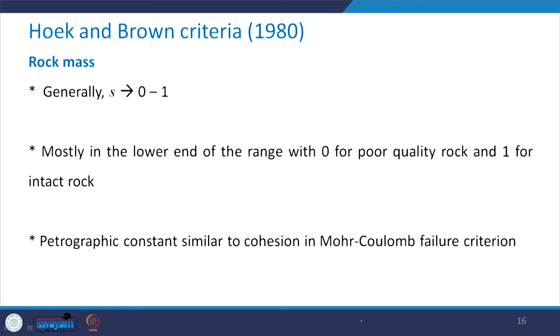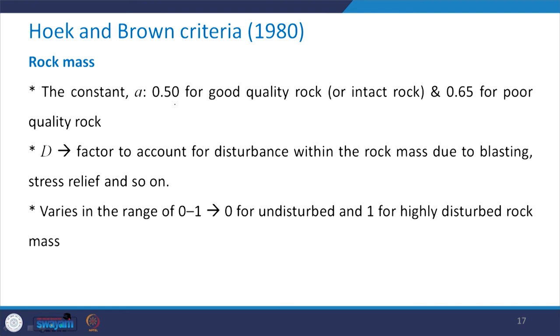Generally, this s for the rock mass varies in the range of 0 to 1, and as explained earlier, mostly in the lower end of the range, with 0 corresponding to the poor quality rock and 1 for the intact rock. The petrographic constant, which is s only, is very much similar to the cohesion in Mohr Coulomb failure criterion. The constant a is 0.5 for the good quality rock or the intact rock, and it takes a value of 0.65 for poor quality rock.